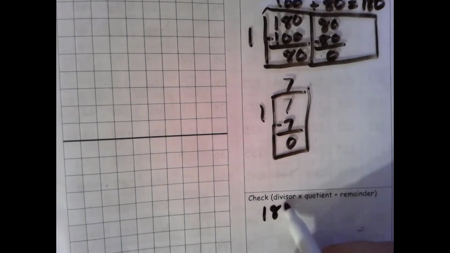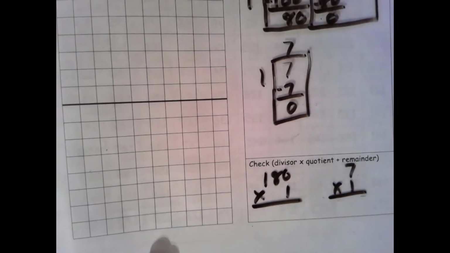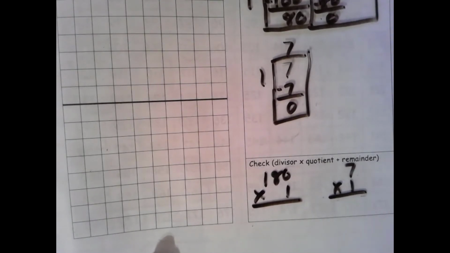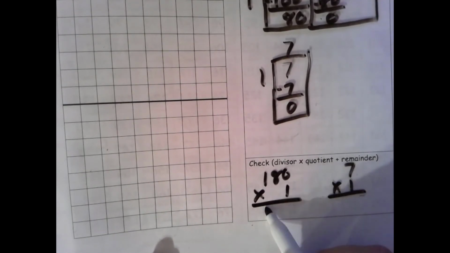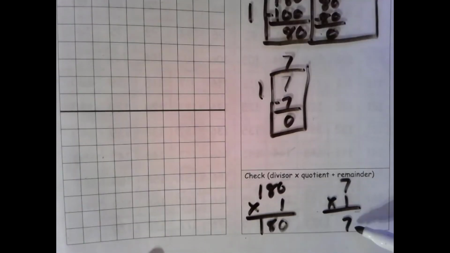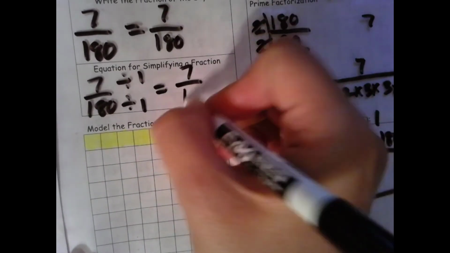Divisor times quotient. Same with this one. Divisor times quotient plus remainder. Still don't have to add that remainder because of the identity property of addition. But what I have here is actually the identity property of multiplication. If you multiply by 1, it stays the same. 1 times 0 is 0, 1 times 8 is 8, 1 times 1 is 1. 1 times 7 is 7. 180 matches my dividend. 7 matches my other dividend, so they both check. So our fraction is definitely 7 over 180.